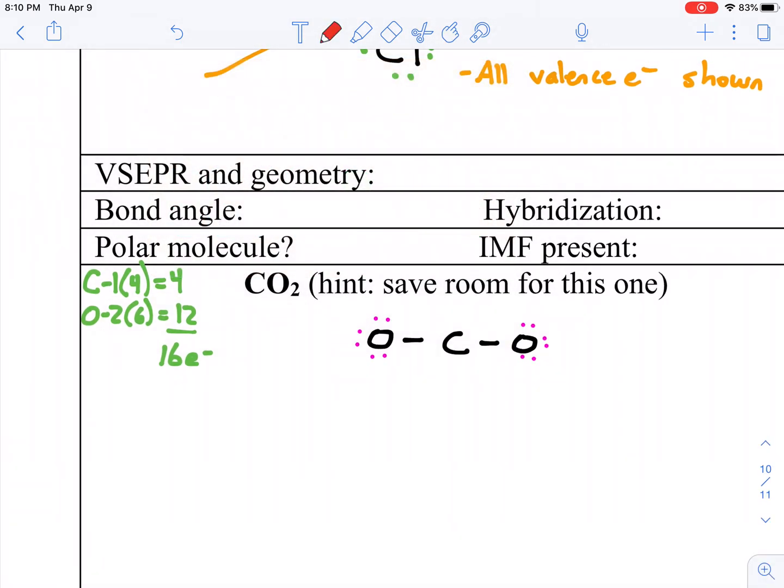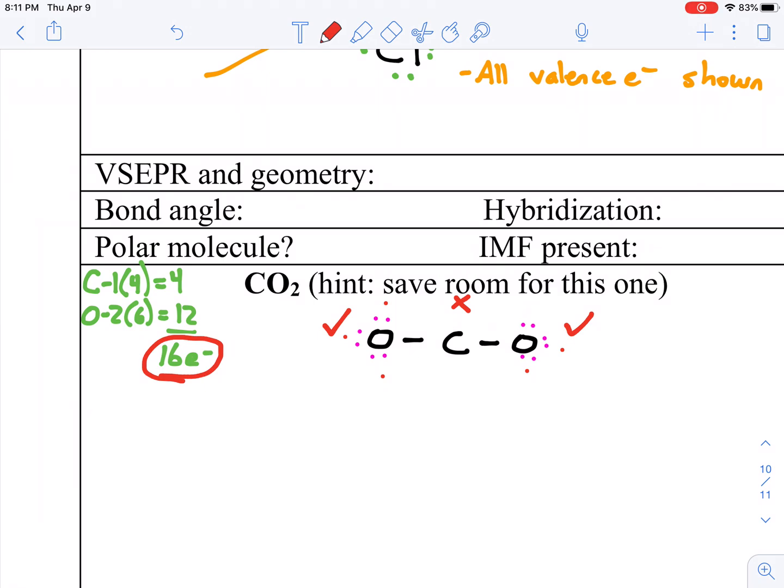Oxygen on the left, happy with 8 valence electrons. Oxygen on the right, happy with 8 valence electrons. Carbon in the middle, not happy right now. How many electrons have we represented thus far of our 16? Well, we have 2, 4, 6, 8, 10, 12, 14, 16.